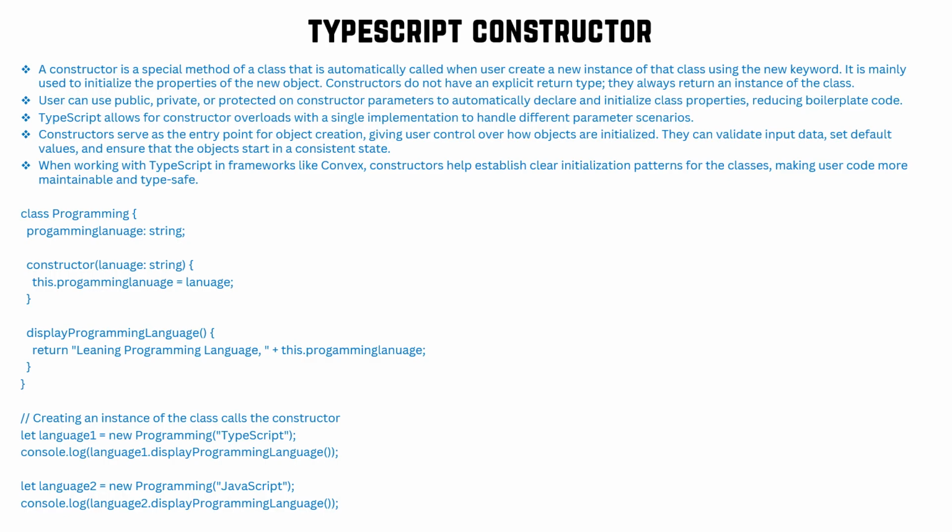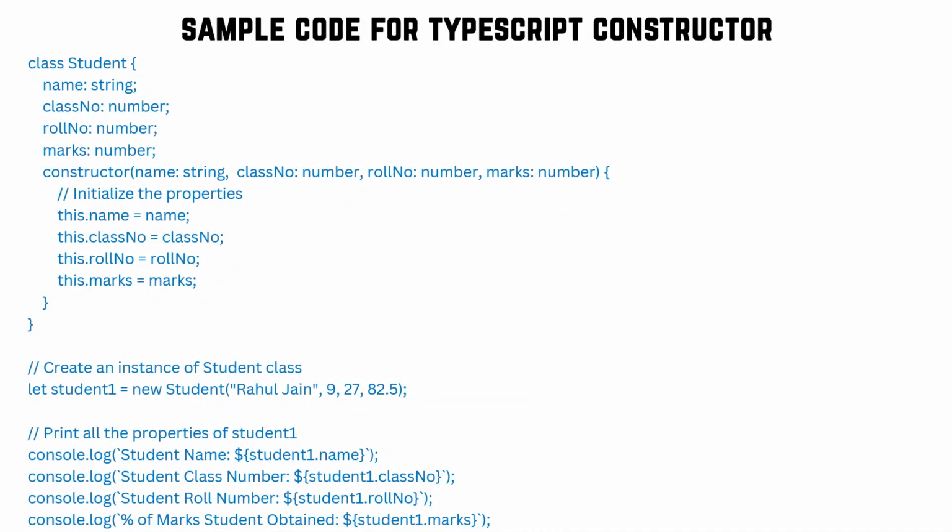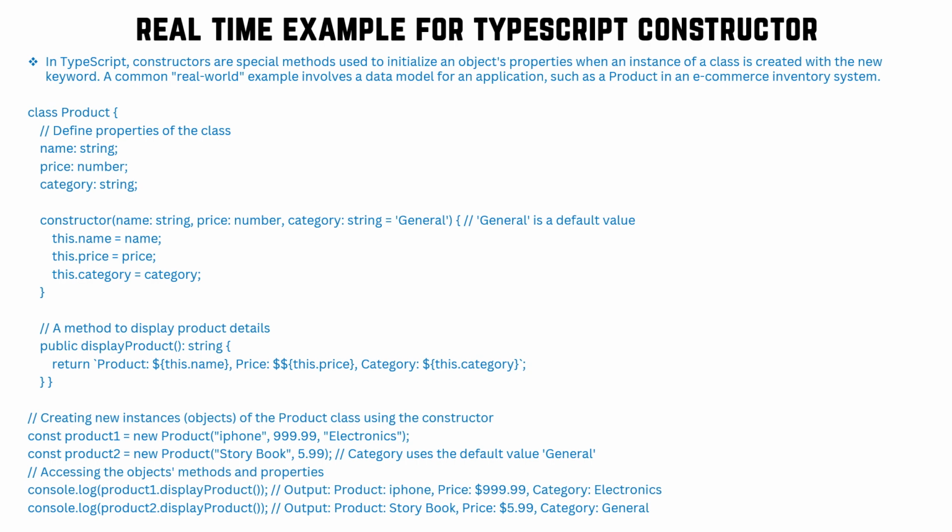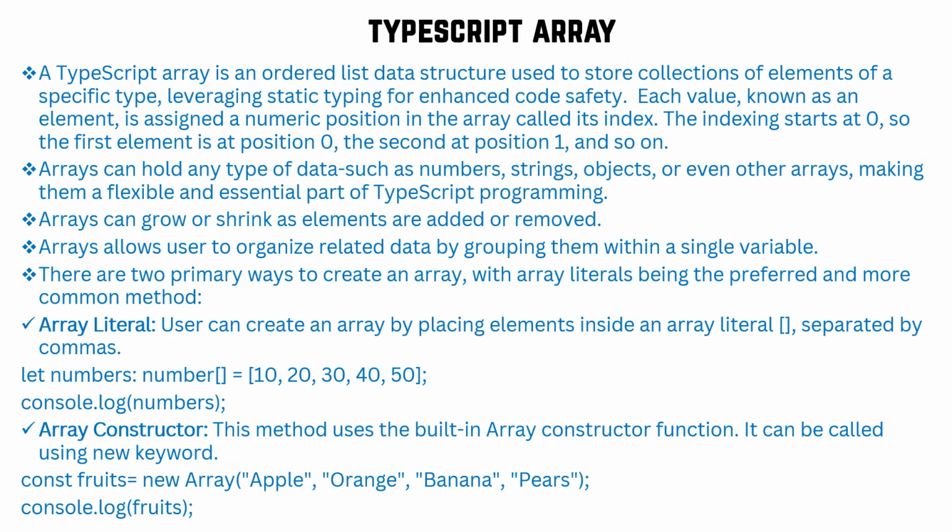So we can create constructors with different variables. We can define the properties using the class, and we can create a constructor. We can create a method, then you can create a lot of objects, and the constructor will be invoked whenever we use the new keyword. So in TypeScript, constructors are special methods used to initialize an object's properties when an instance of a class is created with the new keyword. A common real world example involves a data model for an application, such as a product in an e-commerce inventory system. Then TypeScript array, which is the last part for today's topics.